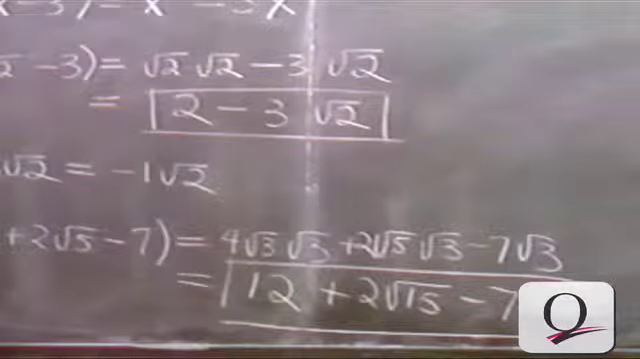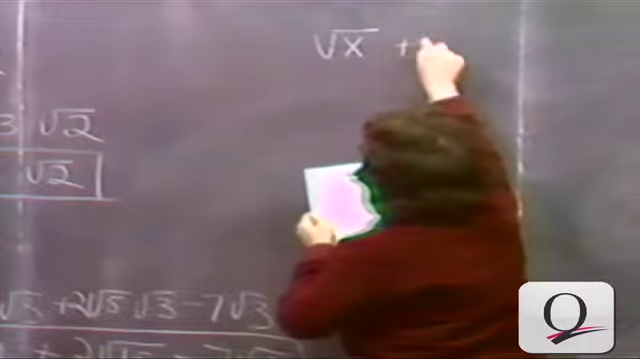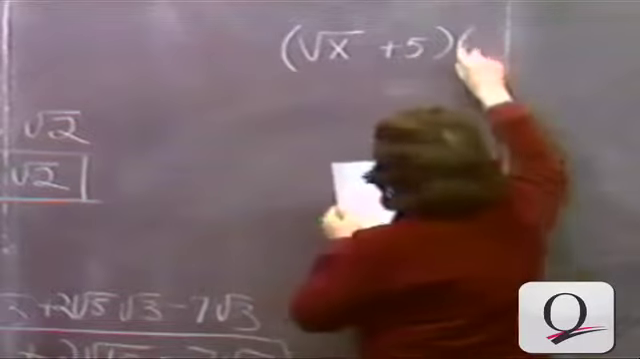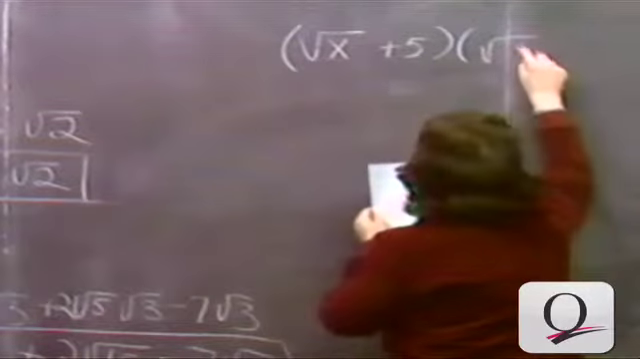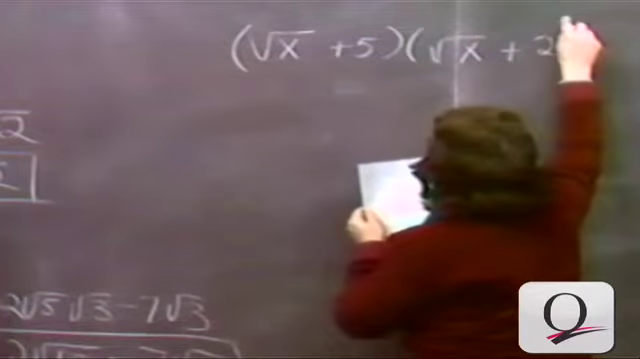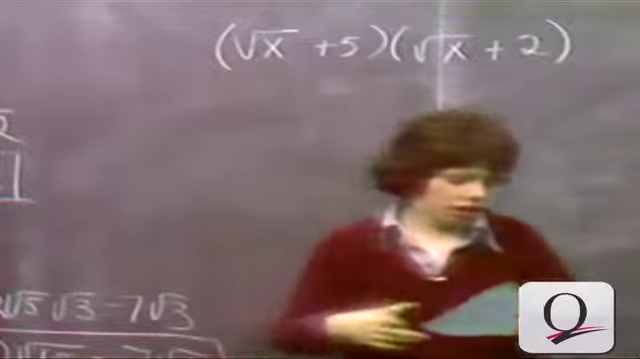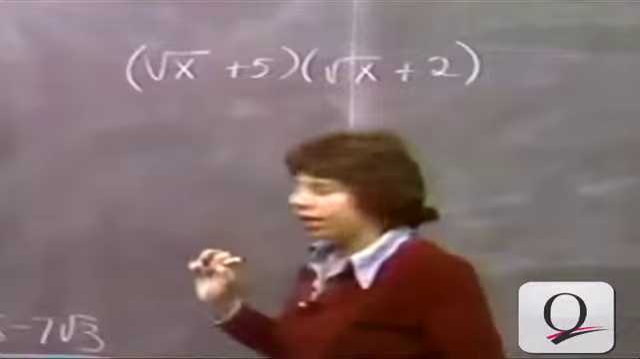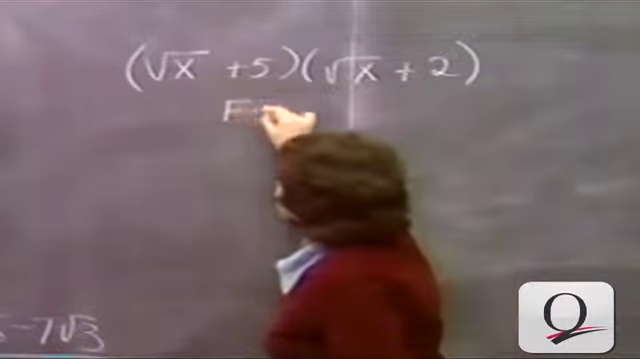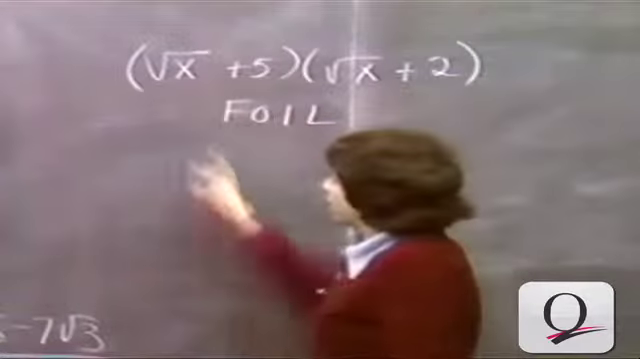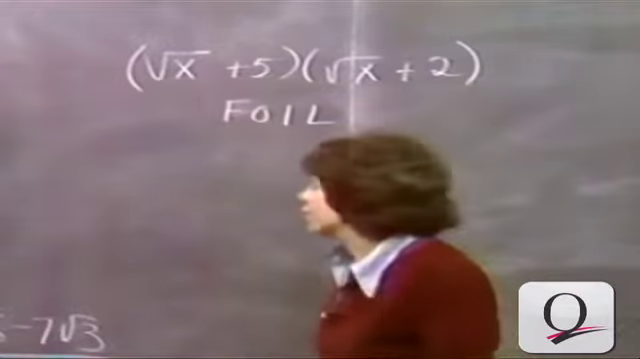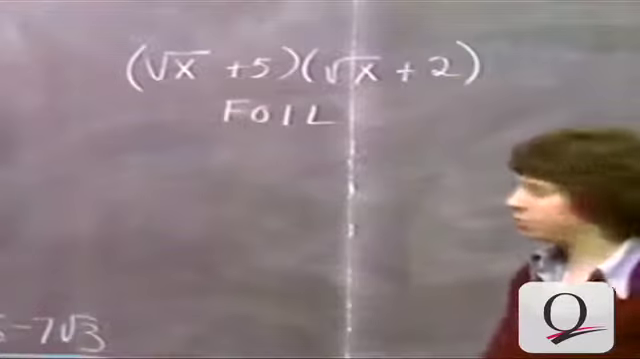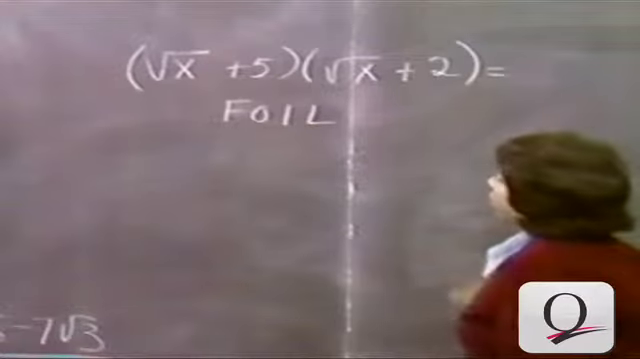Now let's say we want to multiply the square root of x plus 5 times the square root of x plus 2. We will assume that x and all variables which occur in this videotape are positive real numbers. We are multiplying binomials, and the best way to do that would be to use the FOIL method. That is, you multiply the first terms, then the outer terms, then the inner terms, and then the last terms. And you add them all together.